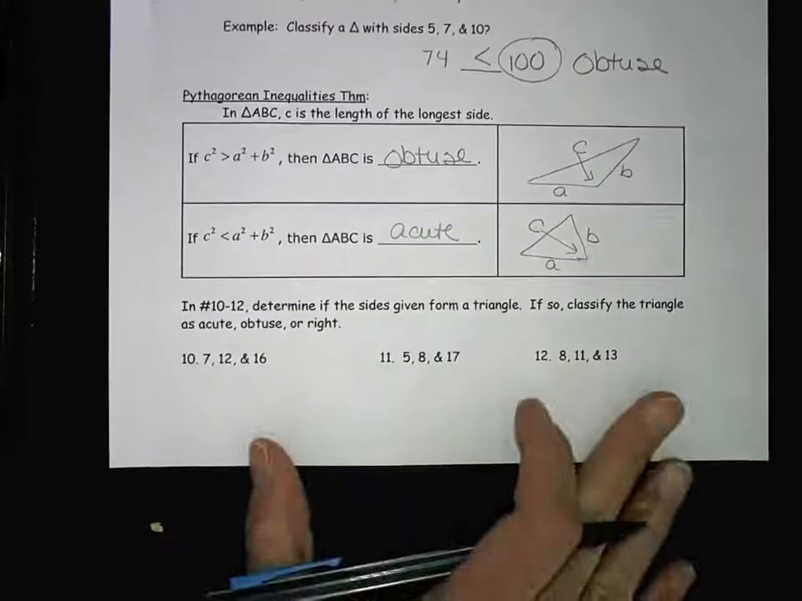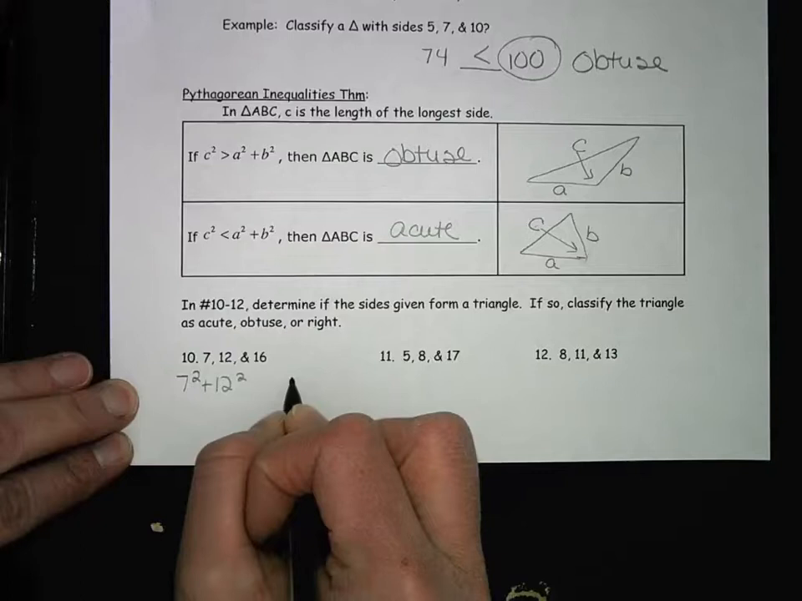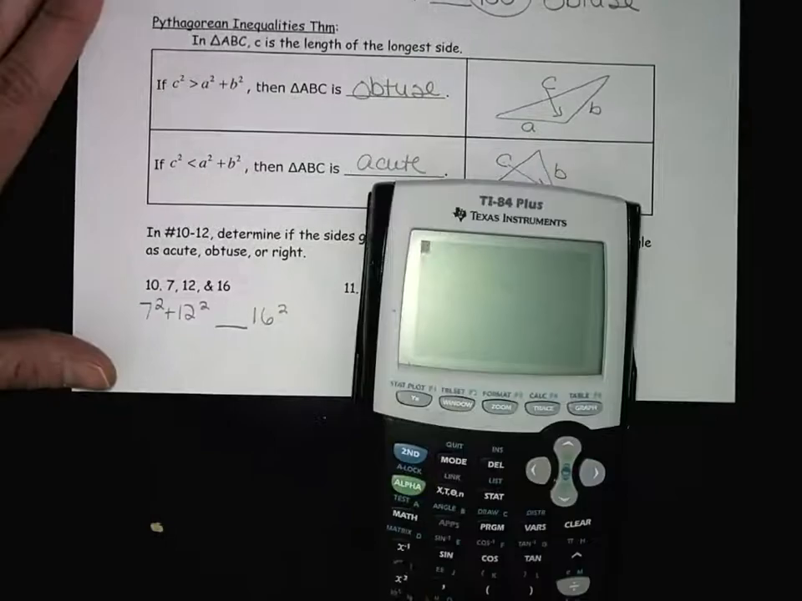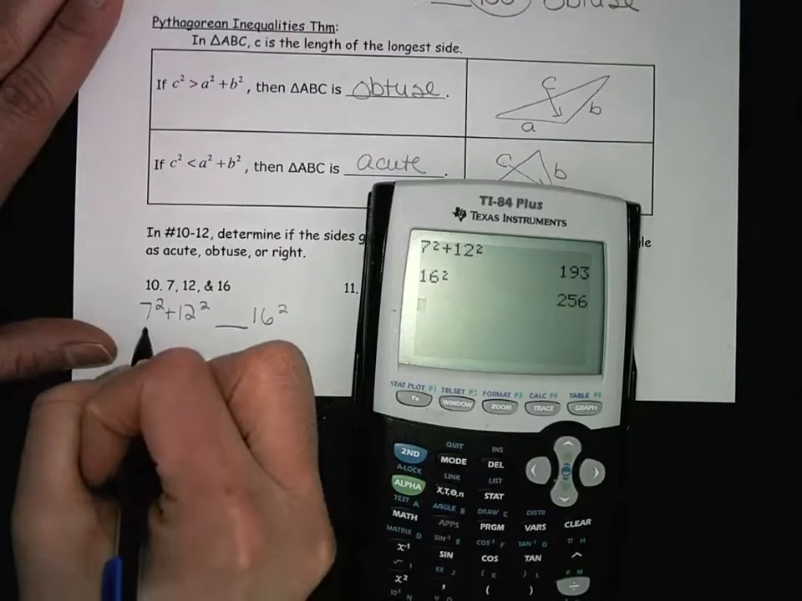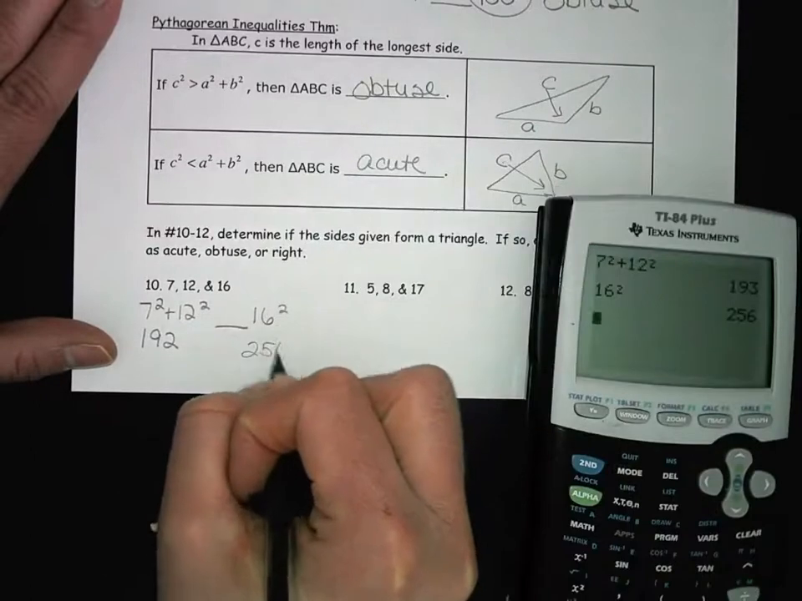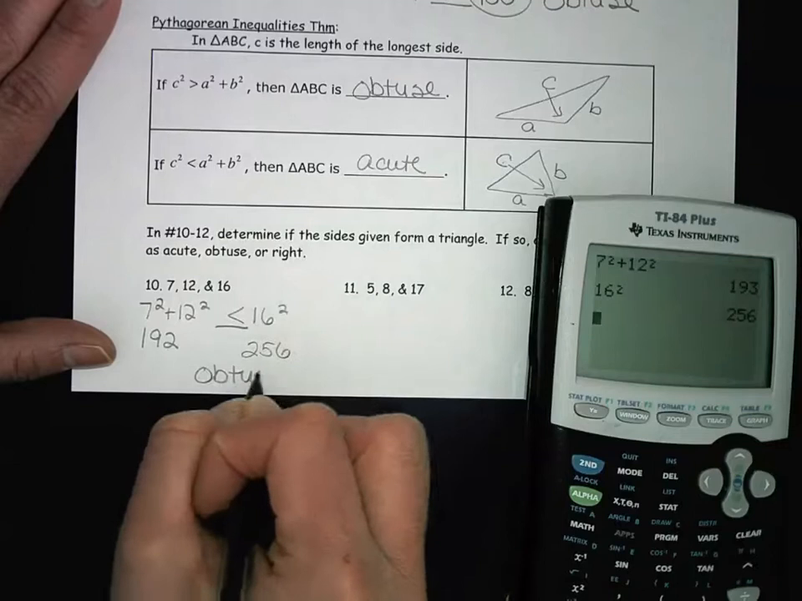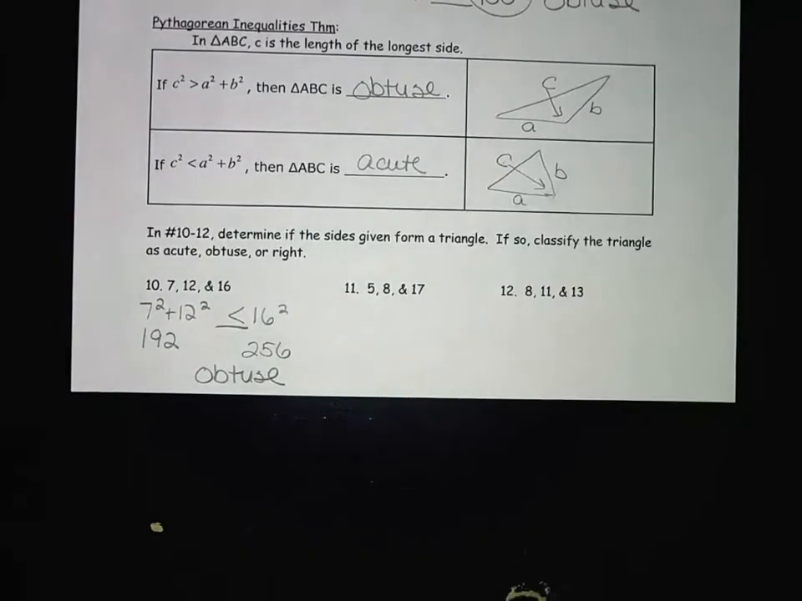So now again, you just test them. You're going to go, all right, 7 squared and 12 squared, and compare that to 16 squared. So you type them in your calculator and compare that to 16 squared. And what I'm noticing is the 16 squared is also bigger. So if the 16 squared is bigger, then this is obtuse. So why don't you pause it here and try numbers 11 and 12.